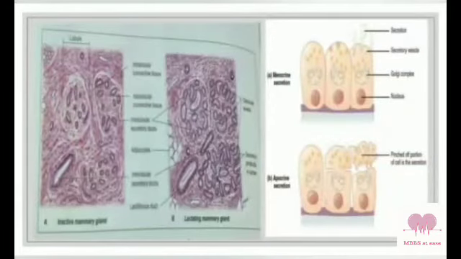Here shows the difference between active and inactive mammary glands. The protein in mammary glands are released out by the merocrine secretion, where secretory vesicles get released by fusion of vesicles with plasma membrane.